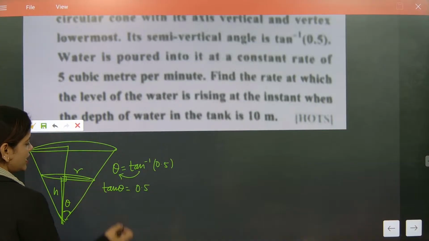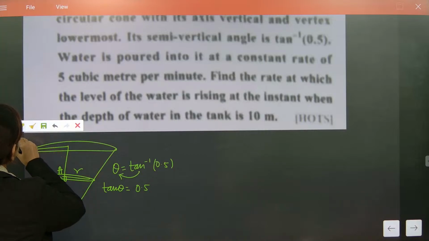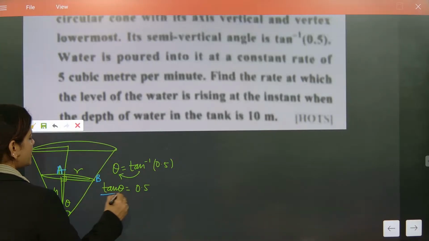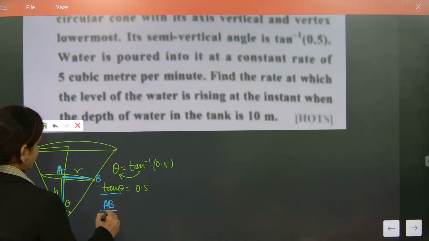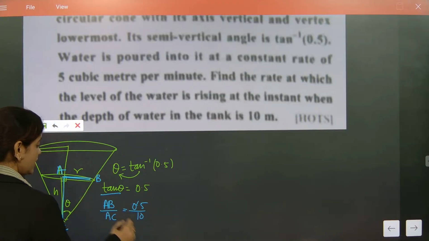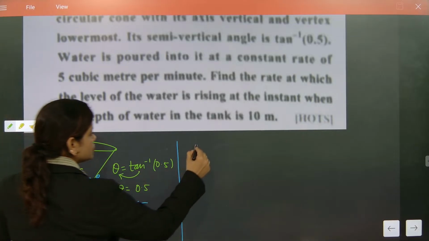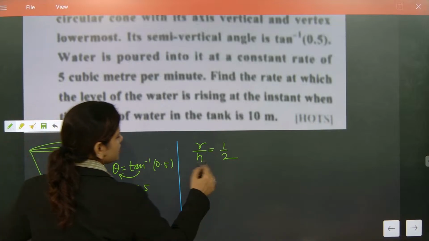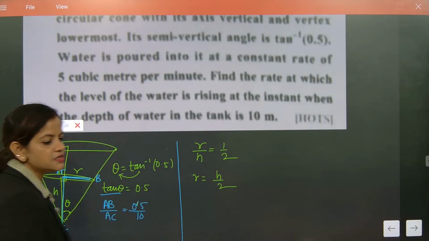Now tan theta is perpendicular by base. If we take this part as A, this part as B, and this part as C, then tan theta is AB by AC, which is equal to 0.5, that is 1 by 2. AB is the radius. So radius by height is equal to 1 by 2, which means radius will be h by 2.